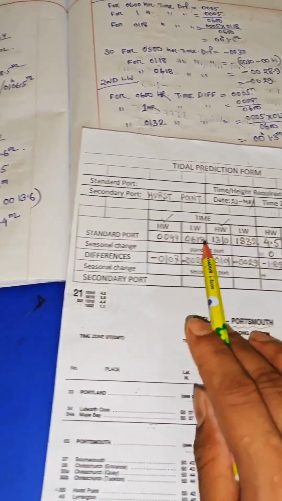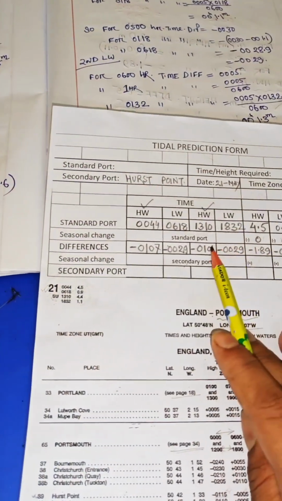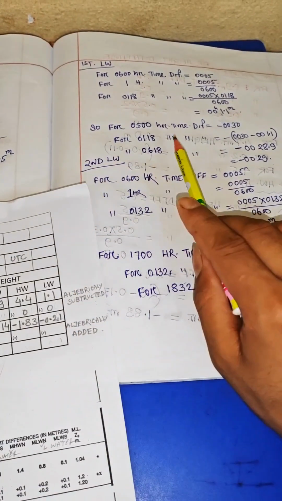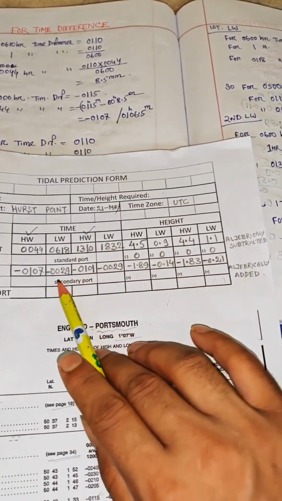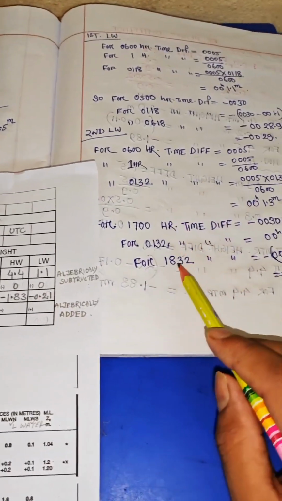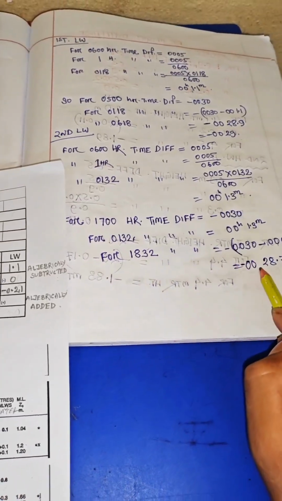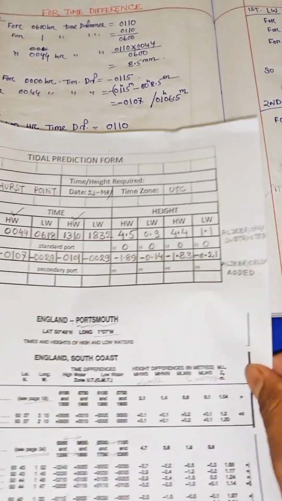And for 1310, this is the time difference, I just write here. And for 0618, the time difference is this one, you see. Okay, and for 1832, the time difference is this one. So all I write here. Okay, understand, guys, how I write?